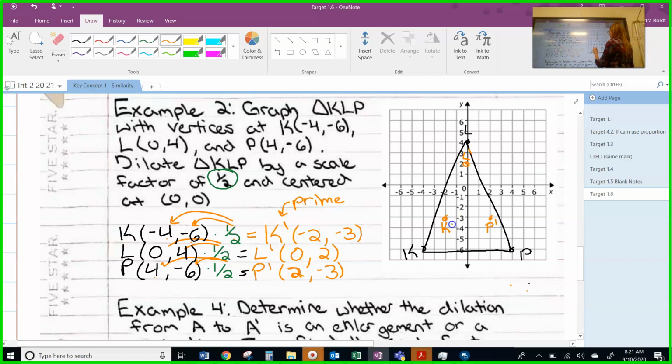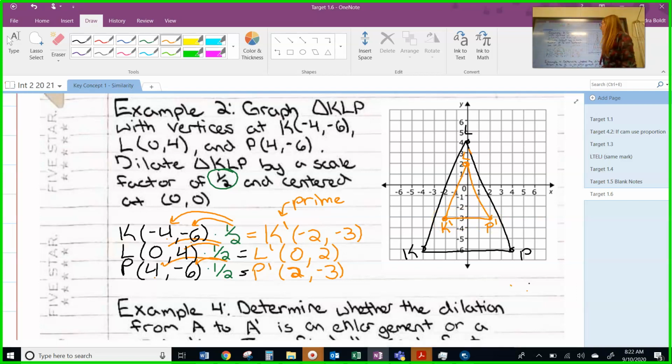Maybe find the other one on my K over here. Oh, it doesn't want to connect those. There we go. K prime. All right. So then again, just like before, I'm graphing the dilation of the whole triangle, so I need to connect my points. Okay. So that is the dilation.